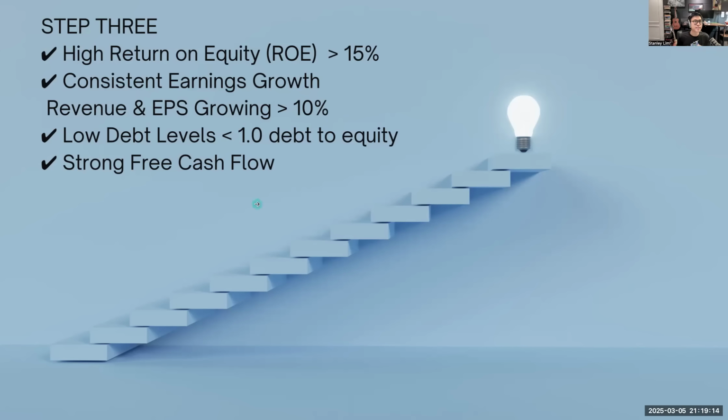Next one is having consistent earnings growth, right? This includes your revenue, your earnings, and maybe even your cash flow. Then next is having low debt. I really prefer companies with very low debt.